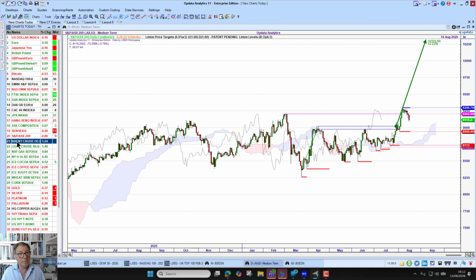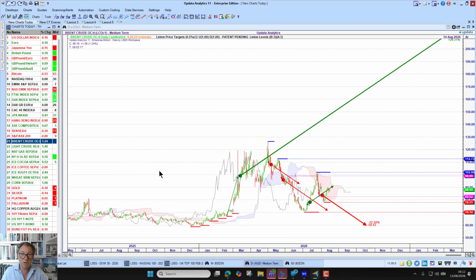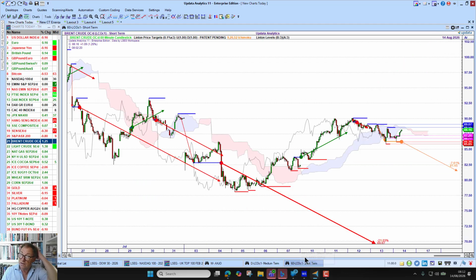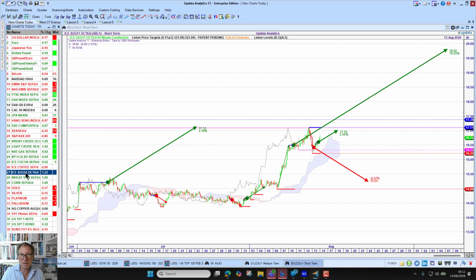Crude oil, WTI, the support level is $80. On Brent crude, the resistance level is $90. We are up 1.3% this morning, but the trend is just fairly neutral at the moment in the short term. Sugar, this has been a really big move.